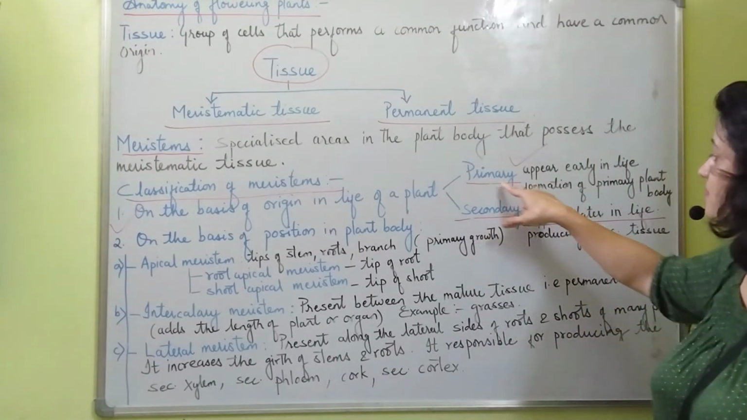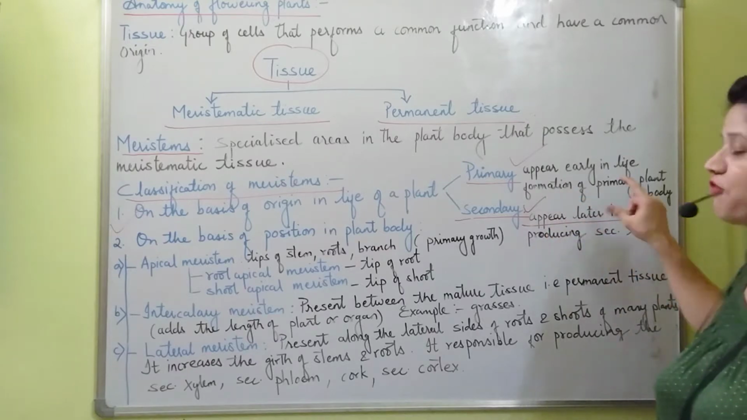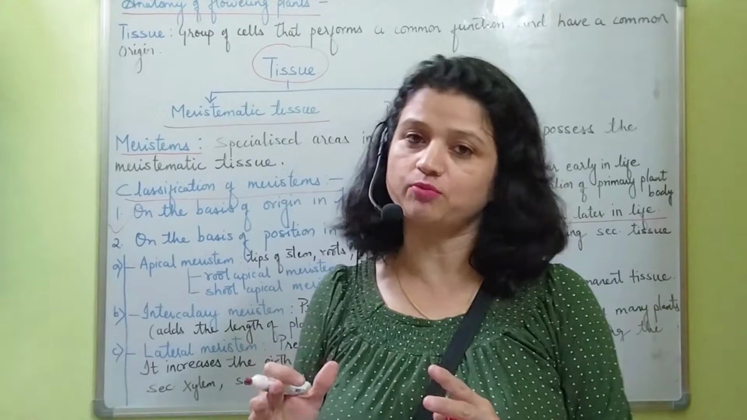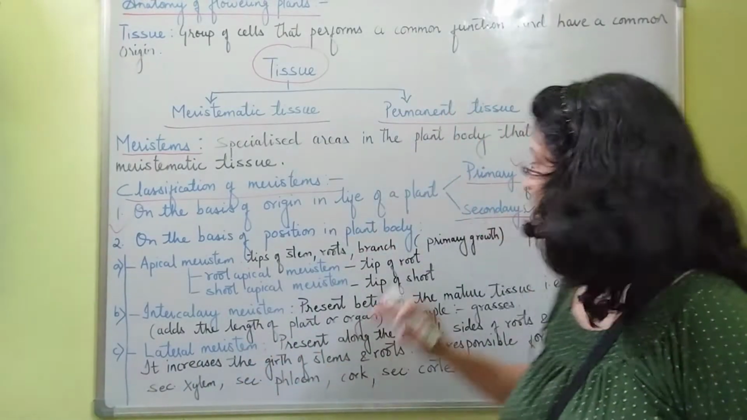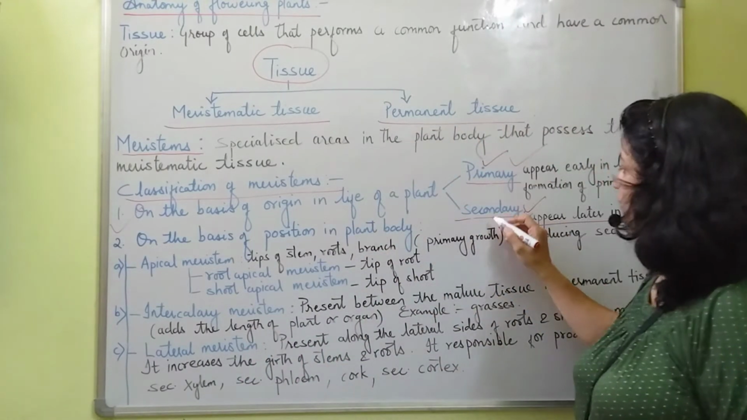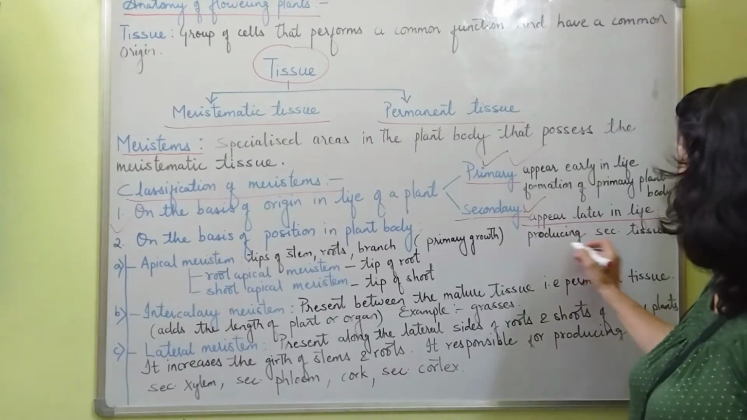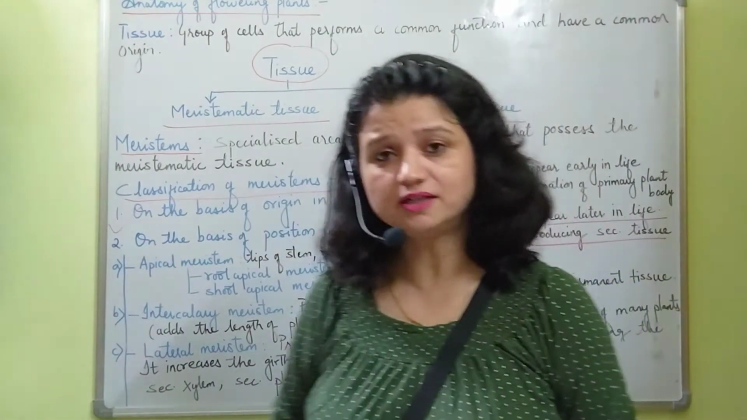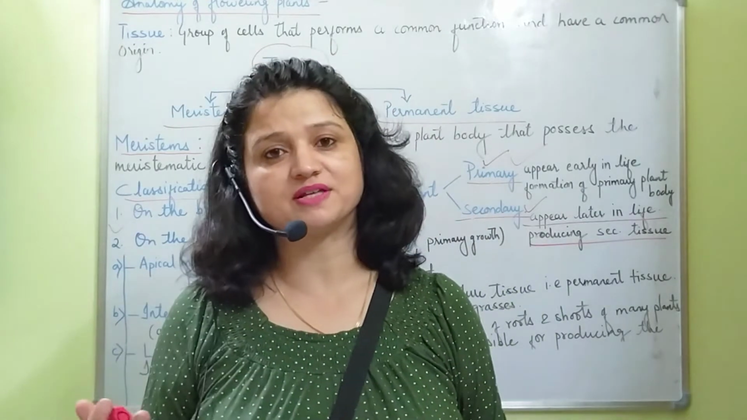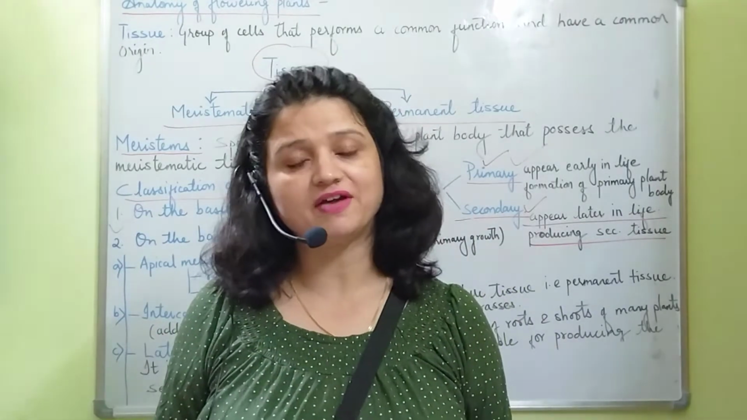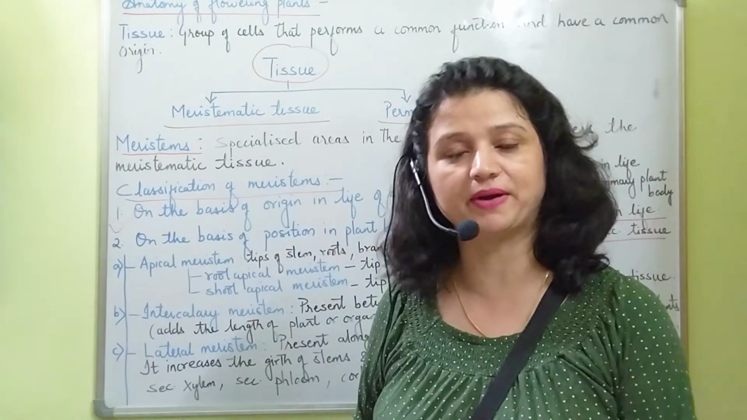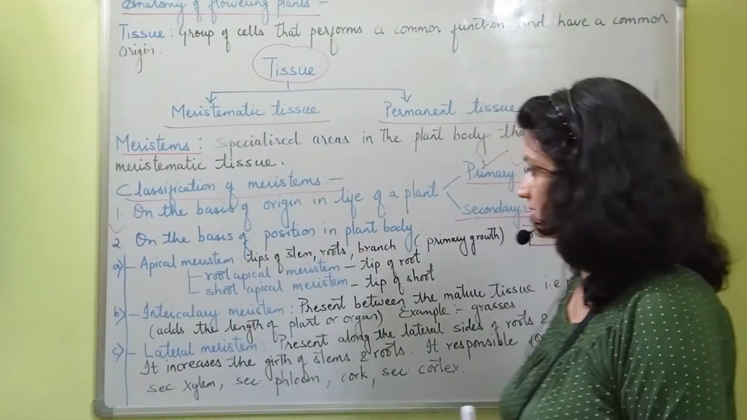Second thing is, primary meristem is responsible for the formation of the primary plant body, while the secondary meristem is responsible for producing secondary tissue. Clear? So primary meristem is that meristem which appears early in the life, and secondary meristem is that which appears later in life as compared to the primary meristem.